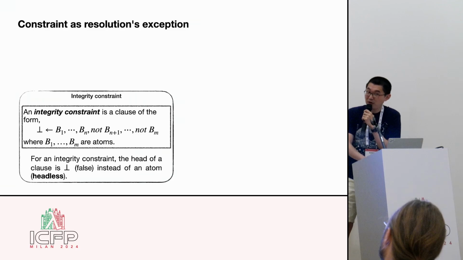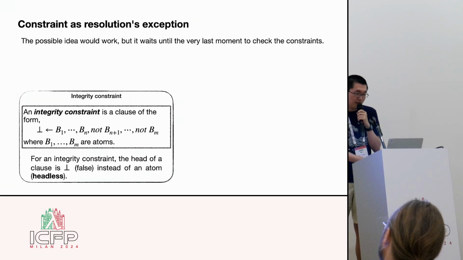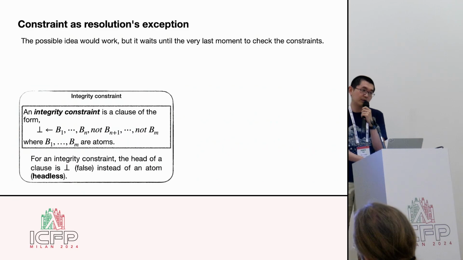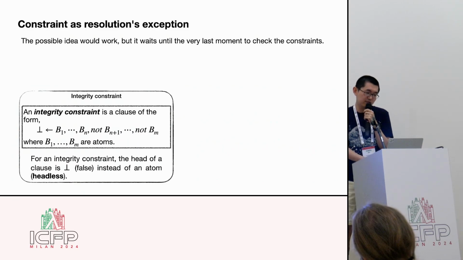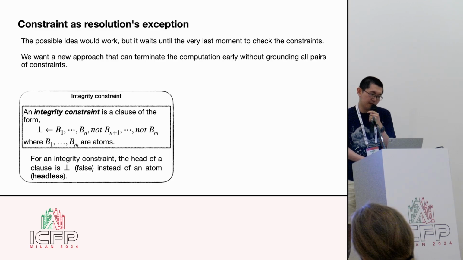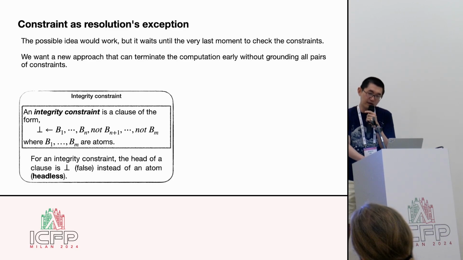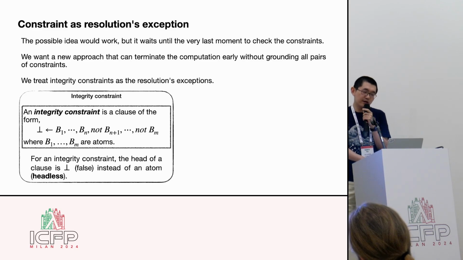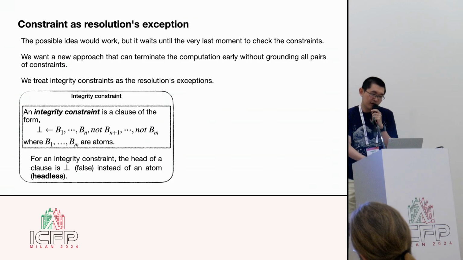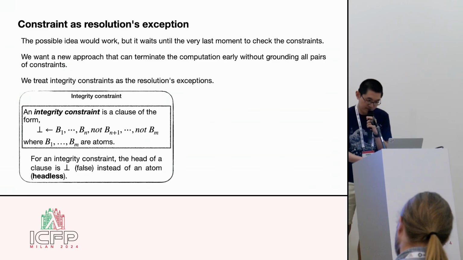This is not very good for multiple reasons. First, we still generate in a test approach, waiting until the last minutes. It cannot terminate the search as early as possible, right? We want an approach that can terminate the computation early, and we don't want to ground all the pairs of constraints. So we treat the integrity constraint as the resolution exceptions.